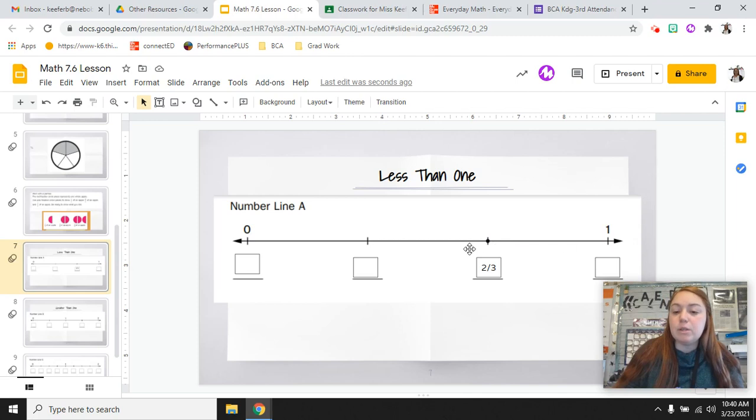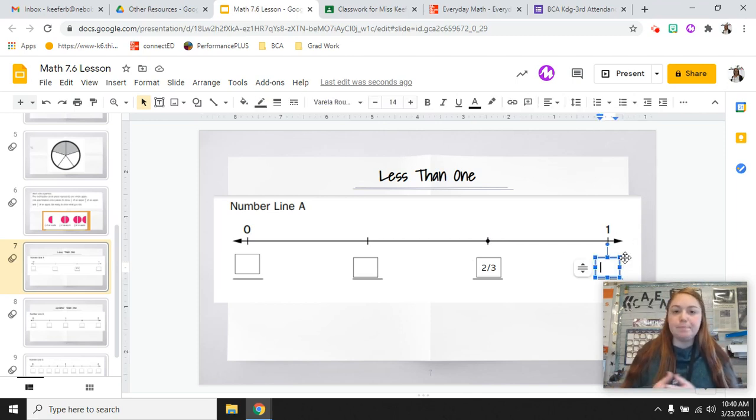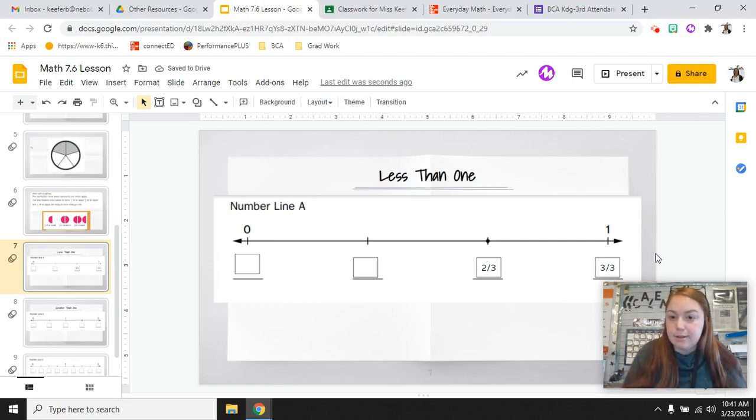Then we have this one. So our number is less than 1, but we have this fraction over here. So I know with my class, we were talking a lot about what would be equivalent to 1 whole. So if 2/3 is this previous fraction, what would this fraction be? What fraction is equivalent to saying 1 whole? Well, this one would be 3/3. Okay, so if I had all 3 of these spaces filled in, it would be 3/3.